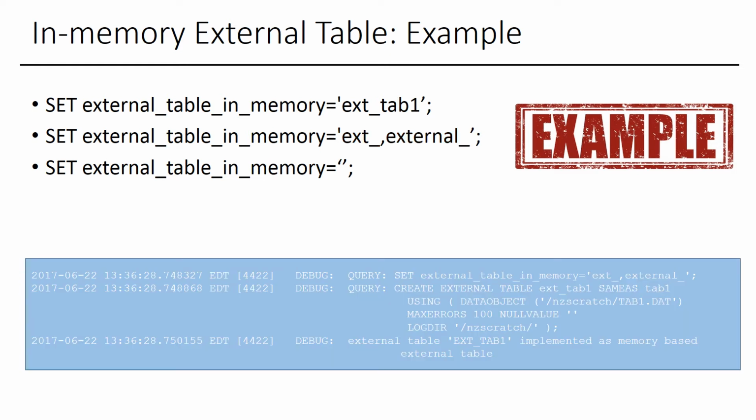Whenever an external table is created as a memory-based external table, it is reflected in the Postgres log file. In this example, two table name prefixes, ext and external, have been used with the external_table_in_memory parameter. Then you create an external table named ext_tab1, which matches the table name prefix string ext specified in the configuration parameter. As the external table name matched one of the prefix strings used in the external_table_in_memory parameter, this table is created as a memory-based external table.